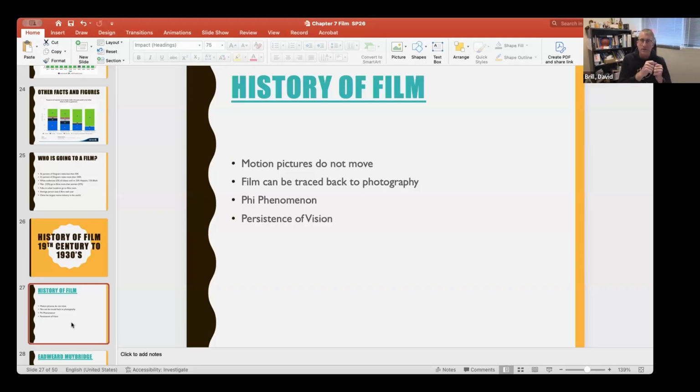You're taking still images that are rapidly being put together to create motion, and it fools our brain into thinking that we're seeing motion. Super cool, right? Called persistence of vision.